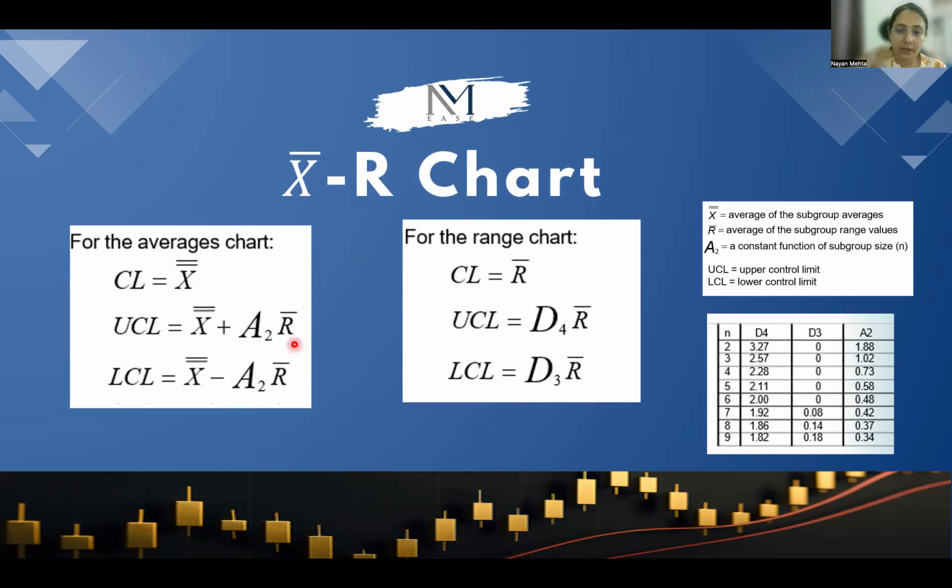Now, what is R bar here? R bar is the average of the subgroup range values. A2 is a constant for which we can take the value from this table. If you're working with a subgroup size of 5, the value of A2 is 0.58. If the subgroup size is 9, the value of A2 will be 0.34. Next, we have UCL, which is the upper control limit, and LCL, which is the lower control limit.